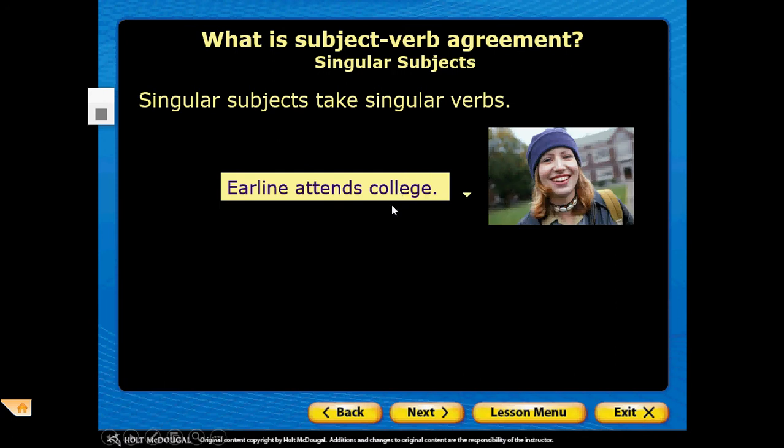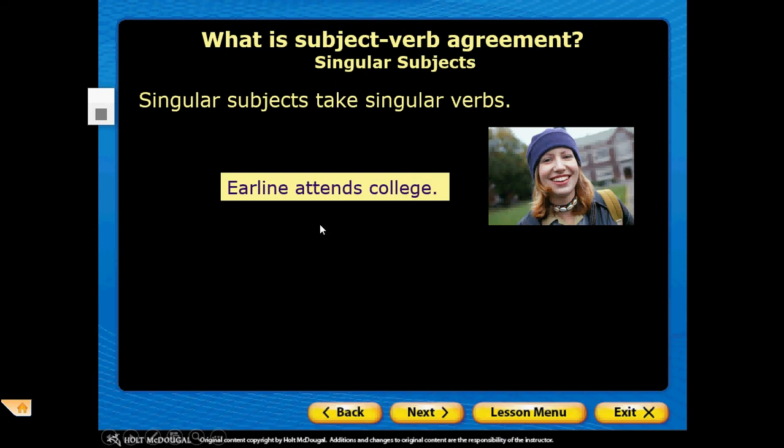An example: Erlene attends college. So who are we talking about here? We're talking about this beautiful young lady here, Erlene. So what does she do? Erlene attends college. So who are we talking about? Erlene, so Erlene must be the subject. And what does she do? Attends. Very good. So "attends" must be the verb here, right?